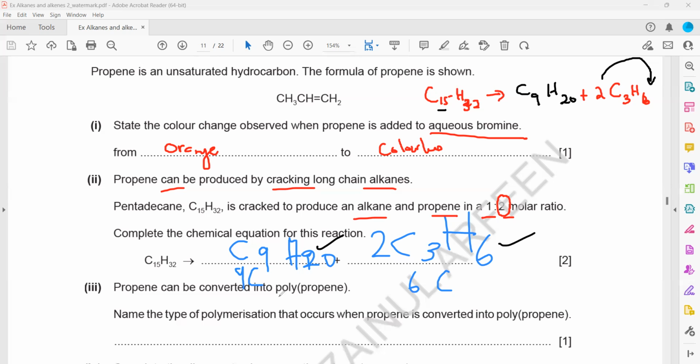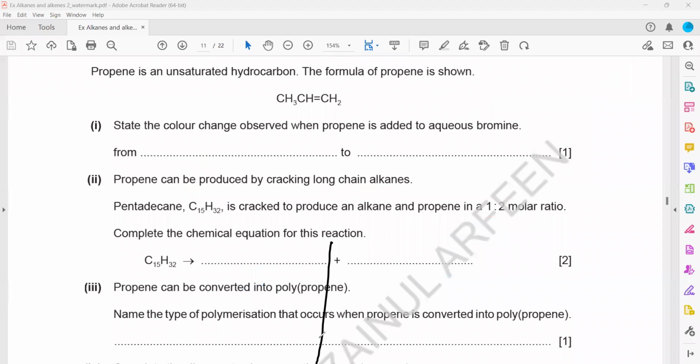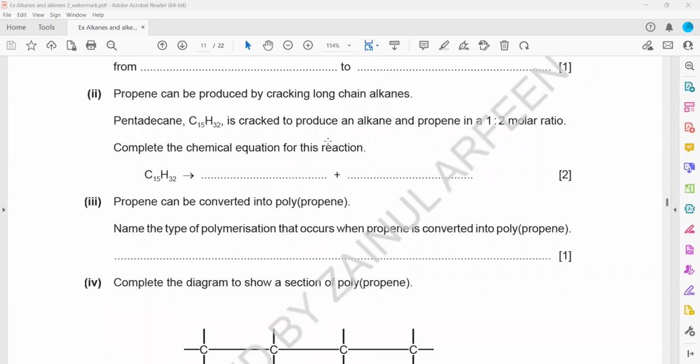Then propene can be converted into polypropene. State the type of polymerization that occurs. Addition polymerization. Whenever alkene undergo polymerization, it is always addition. And the polymerization exercise I have shared this week as homework. In this exercise also some questions were related to polymerization, but not too many.